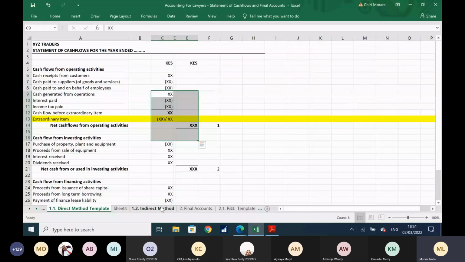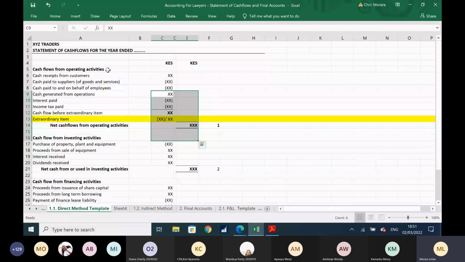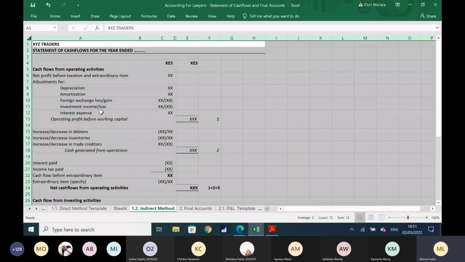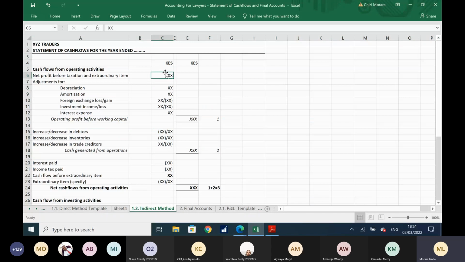And that is why for the indirect method, you're not going through the trouble of calculating all this. You're just taking the profit that you already have from your profit and loss account, which means for you to use the indirect method, the question would have already given you the net profit. So this has already been worked out for you, so you already have your profit. So we start with profit. And then now you need to adjust.